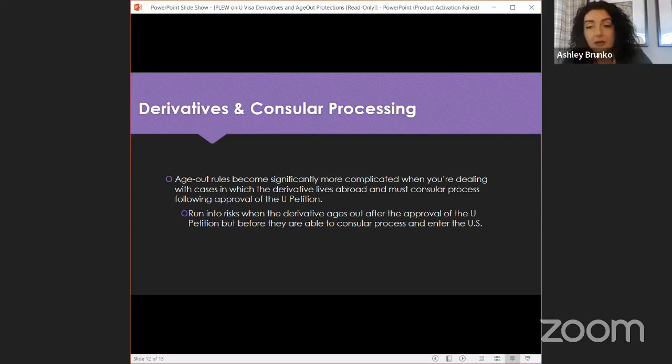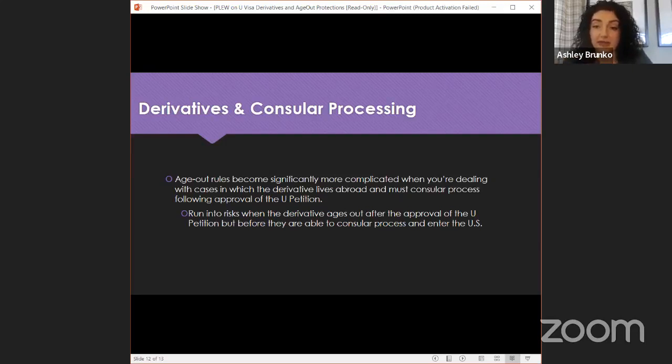So for reference, if you're unfamiliar, if a derivative is living abroad, step one in getting them into the US is the approval of the full U visa application. But because they're living abroad, they need a visa to come into the US. So then they schedule an appointment with the local consulate, and then a U visa is actually physically placed in their passport, and then they're able to enter the country.